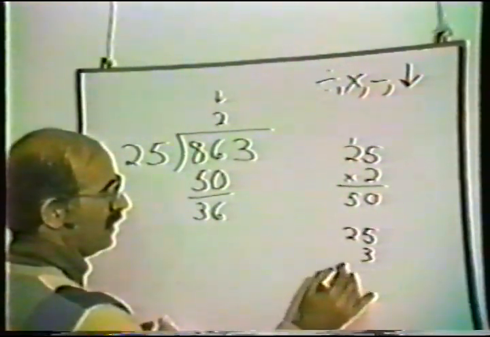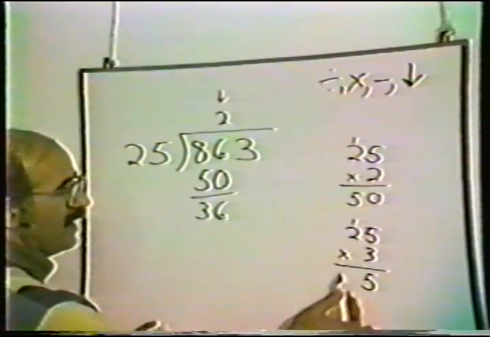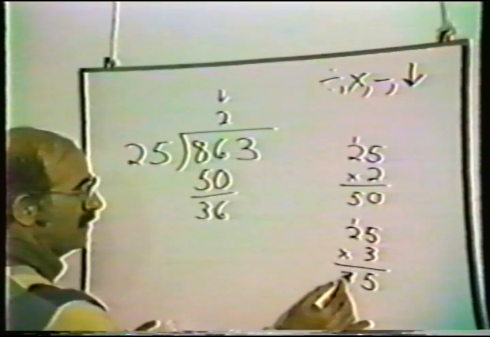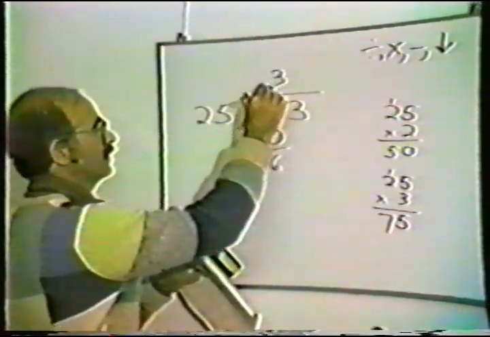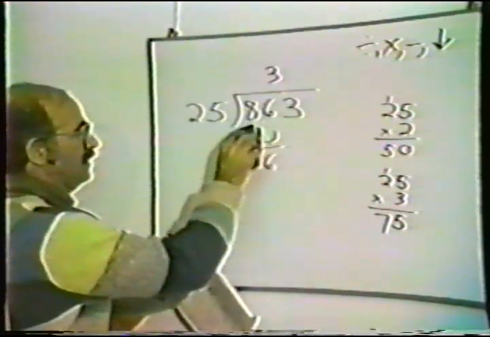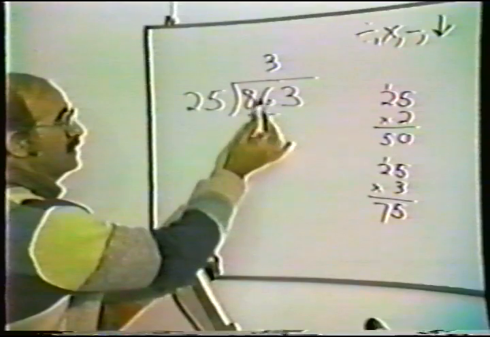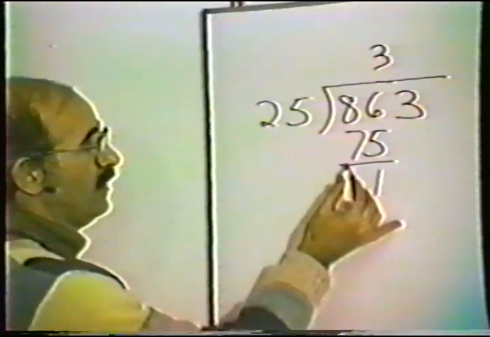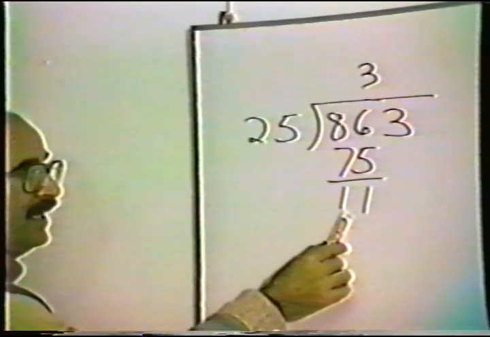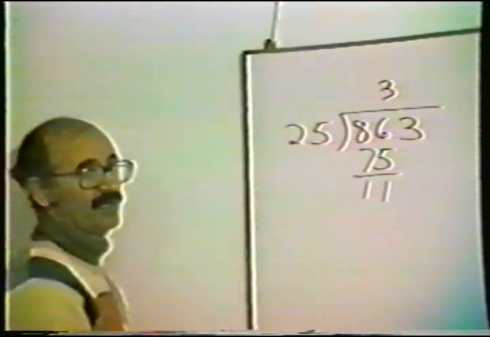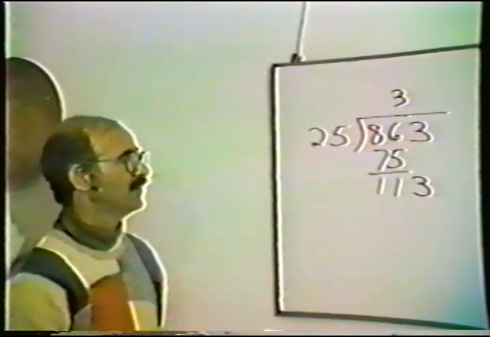Let's try 3. 5 times 3 is? 15. Put down the 5, carry the 1. 2 times 3 is? 6. Plus the 1, 7. Let's try that. Let's remember that this was a 3, and that this is now a 75. 6 take away 5 is? 1. 8 take away 7 is? 1. Is that good? Yes. Because when we subtracted, we got a remainder of something less than the 25 we divided by. Bring down the 3. How many 25s in 113?